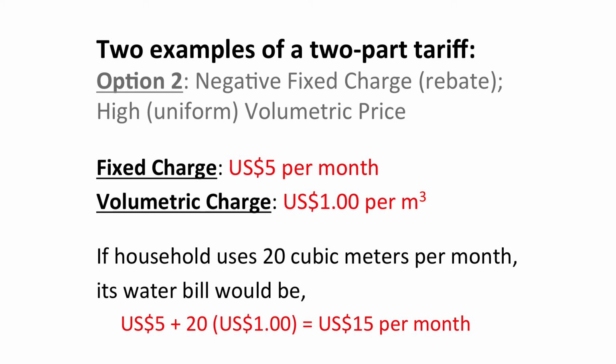But option 2 with a negative fixed charge provides a much stronger price signal for you to conserve water. This is because each additional cubic meter raises your water bill by $1. In option 1, with a positive fixed charge, each additional cubic meter you use instead only increases your water bill by 25 cents. If you live in a water-scarce region and are concerned that households use water wisely, option 2 is a much more attractive tariff structure than option 1. The negative rebate allows you to address affordability concerns, and at the same time you send a volumetric price signal that water is scarce and should not be wasted.